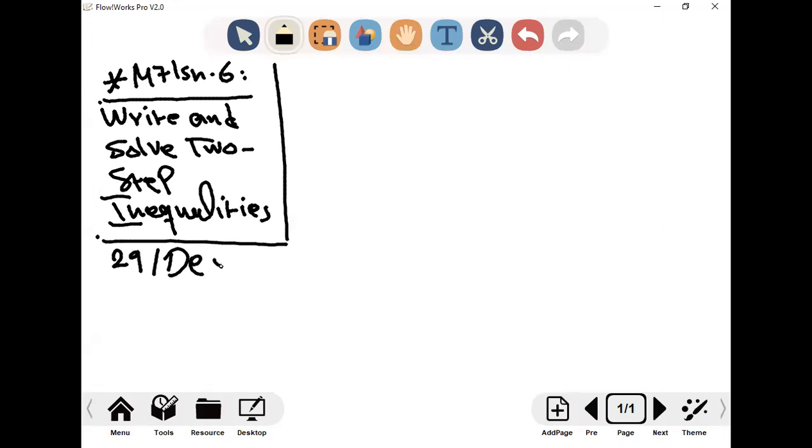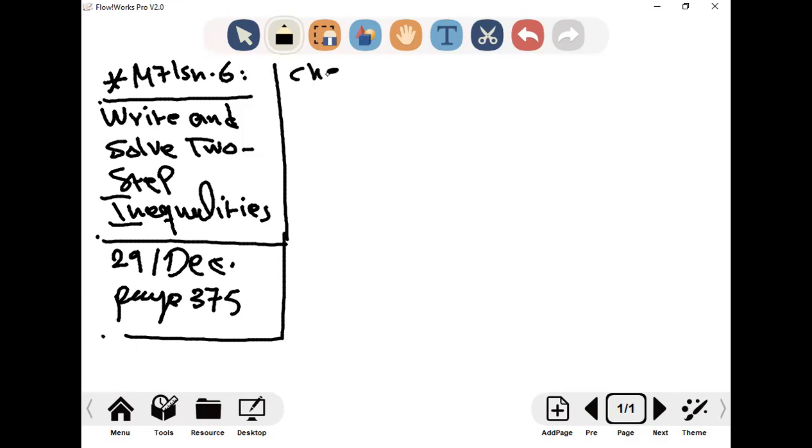December 29. We are on page 375, right? Yeah. So we did example 2 yesterday, so we'll do the check of example 2. Check of example 2, page 375.